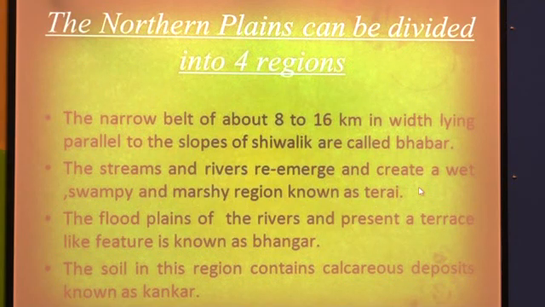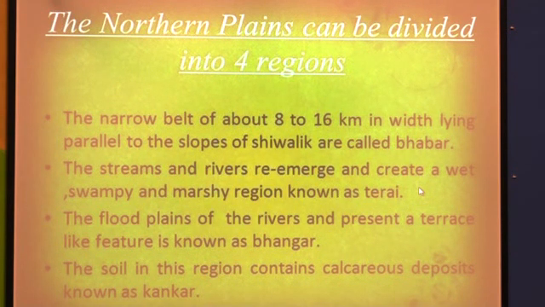So after the Bhabar area, rivers disappear in the Bhabar area because big pebbles are there. Again, when we come to the southern part of Bhabar, one narrow belt forms, and this belt is called the Terai belt. The streams re-emerge on the second belt and create a wet, swampy and marshy region, with river silt or river soil.